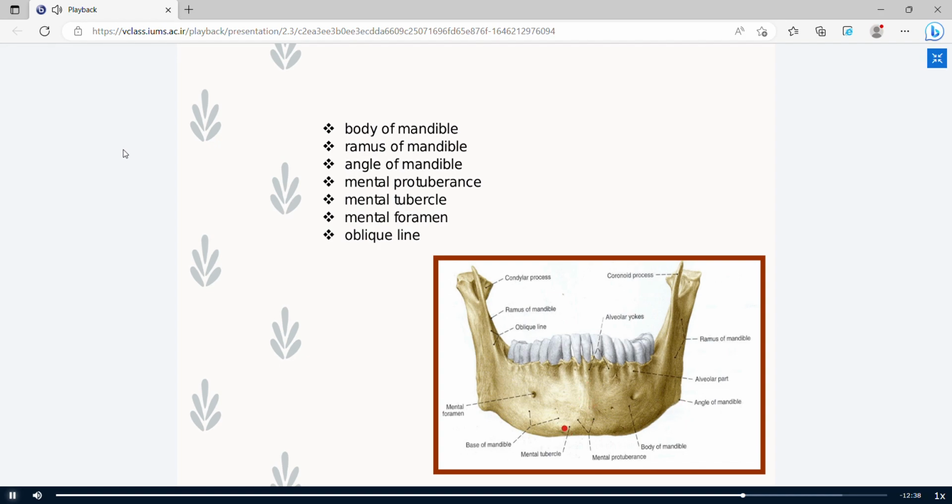On the body, there is a triangular structure or prominence called the mental protuberance. In the lateral portion, it forms the mental tubercle. You can palpate the mental tubercle inferior to the mandibular bone in your face. Please palpate this tubercle.